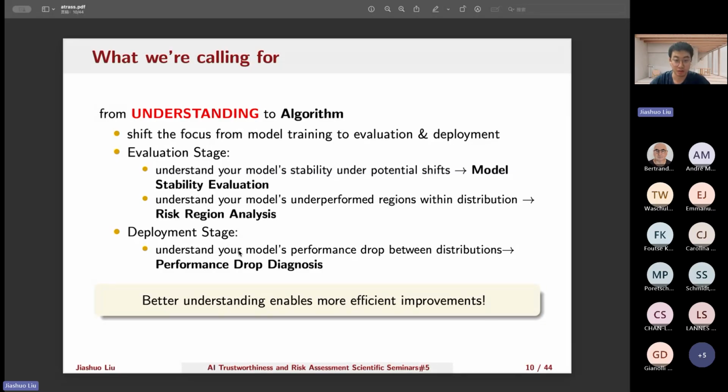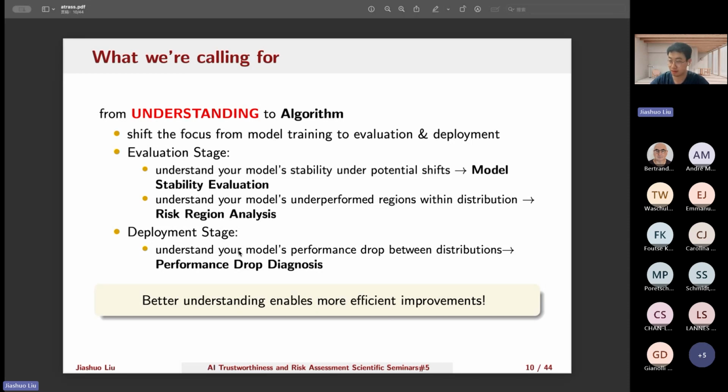And also, we will share a tool to understand your model's underperformed regions within one distribution, which we call risk region analysis. And also, for the deployment stage, we would like to share one tool to understand your model's performance drop between 2 distributions, which we call the performance drop diagnosis.